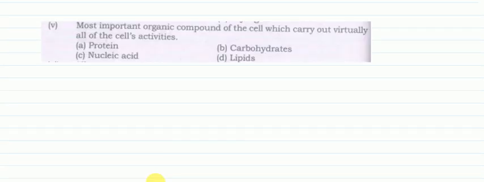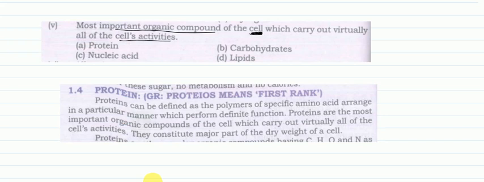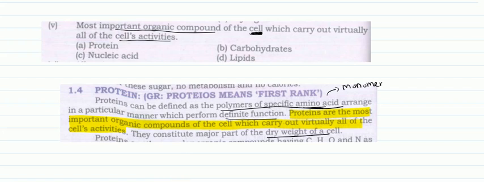The fifth MCQ: the most important organic compound of the cell which carries out virtually all of the cell's activities. If we discuss proteins, proteins can be defined as polymers of specific amino acids. Amino acids are the monomers, the subunits of proteins. These specific amino acids are arranged in a particular manner to form a protein which performs a definite function, right? So proteins are the most important organic compound of the cell which carry out virtually all of the cell's activities. They also constitute the major part of the dry weight of the cell. It means if we take the dry weight of a cell, protein makes up the major percentage of it, right? So the correct answer is option A, protein.